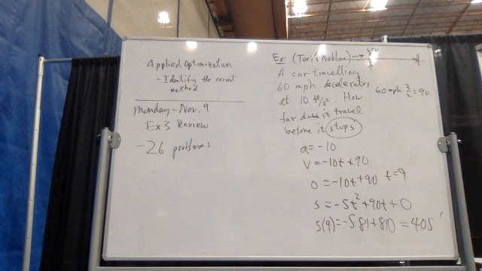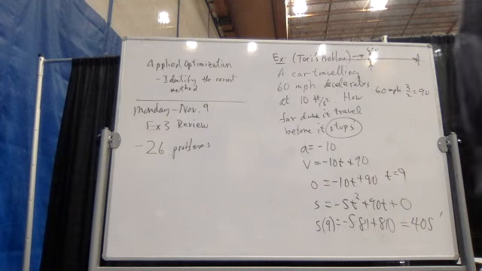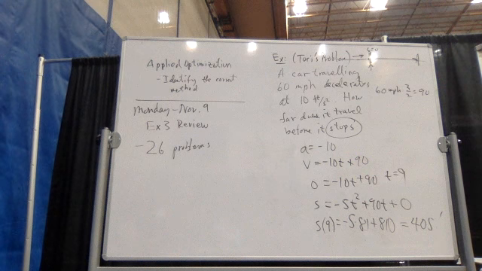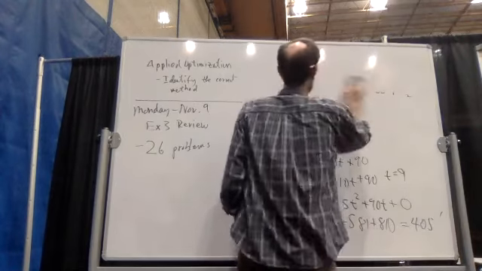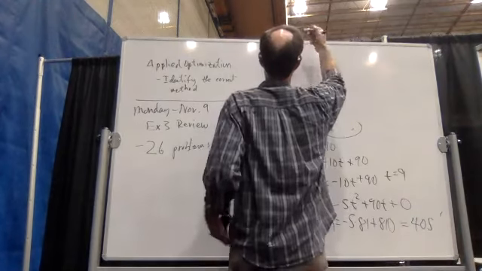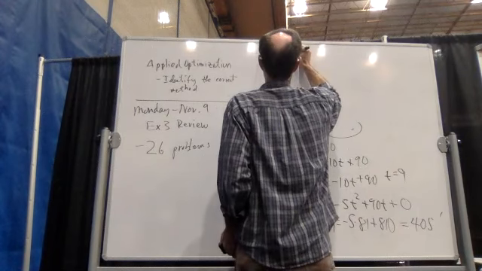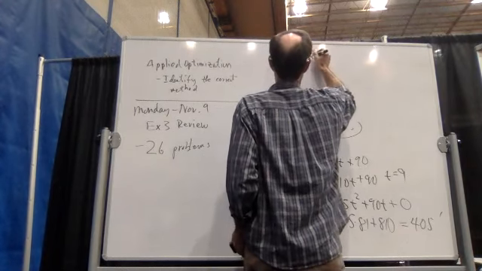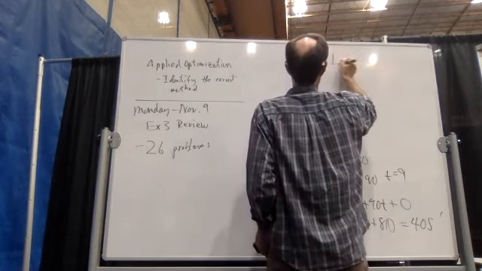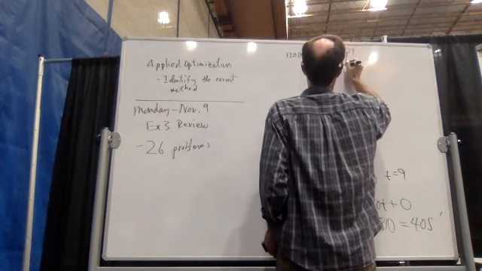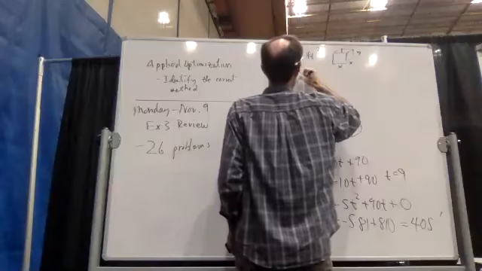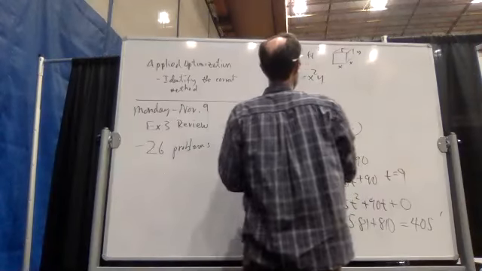So 1,200 centimeters squared of material is available to make a box with a square base and open top. Find the largest possible volume of the box. Okay. So maximize what? Volume of a box. 1,200 square feet of material. We have a box with no top and a square base. So X, X, Y. Volume is X squared Y, right?